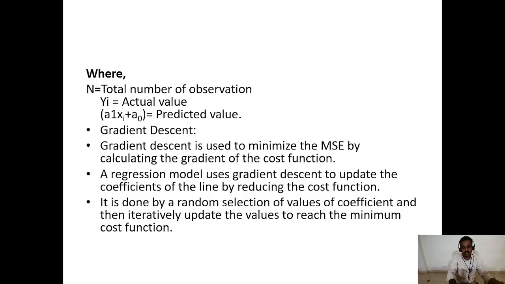Next, gradient descent is used to minimize the mean square error by calculating the gradient of the cost function. The regression model uses gradient descent to update the coefficients of the line by reducing the cost function. It is done by randomly selecting values of the coefficients, and then iteratively updating the values to reach the minimum cost function.